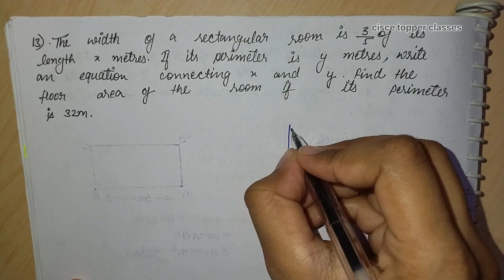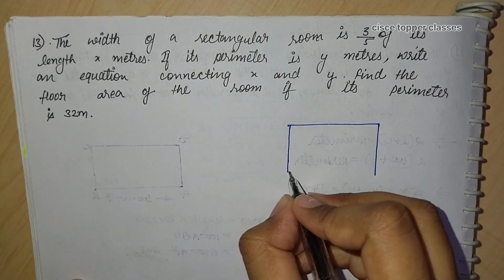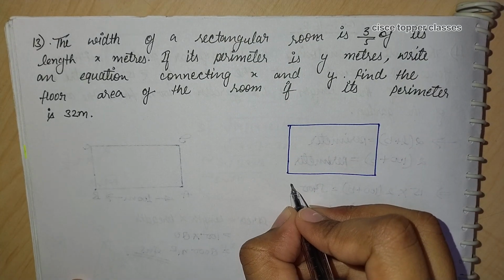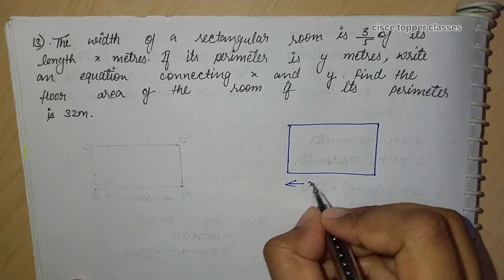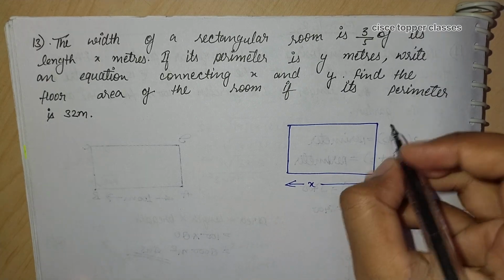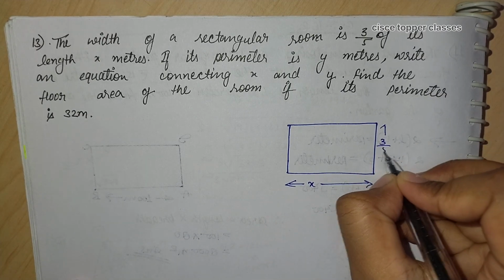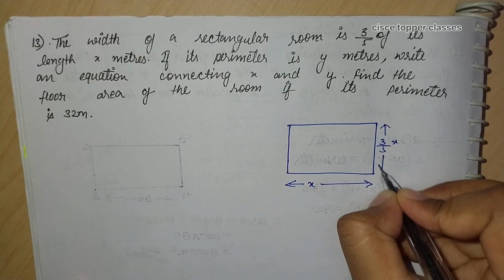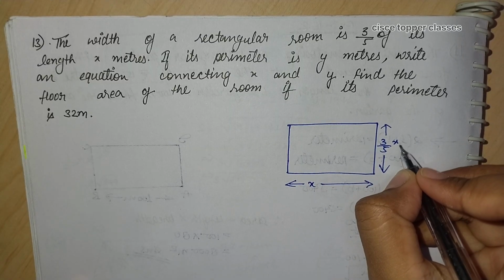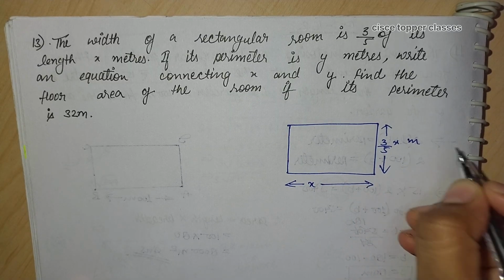Let this rectangular room be like this, and the length here is given to us as x meters, and the width is 3 by 5 of the length, meaning x. So this will be 3 by 5 x meters.